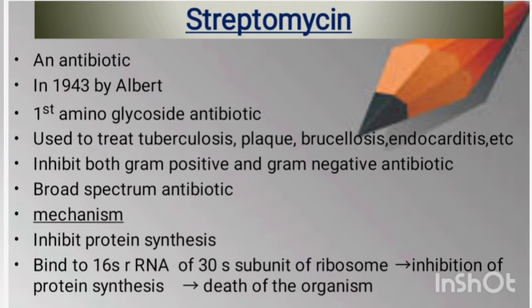Next is the mechanism of streptomycin. Streptomycin is a protein synthesis inhibitor. That is, this antibiotic binds to the small 16S rRNA of the 30S subunit of the bacterial ribosome and causes inhibition of protein synthesis. Finally, it leads to the death of the organism. This is the mechanism of streptomycin. So it is a protein synthesis inhibitor.